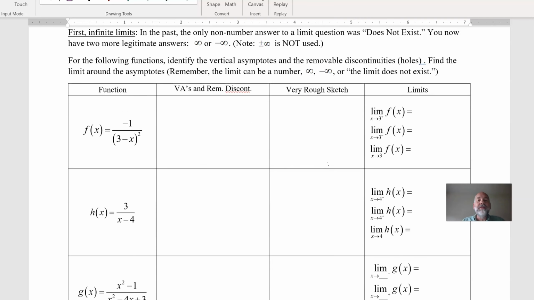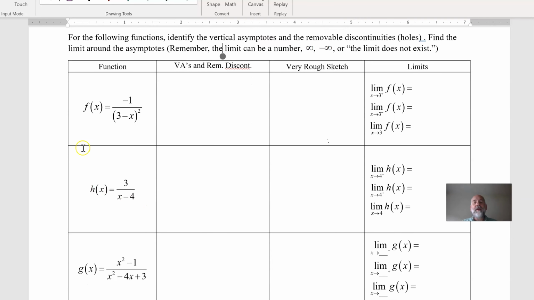So we start off with these functions, and now on a limit question, you can answer with a number, infinity, negative infinity, or you can say the limit does not exist. Those are your options, right?